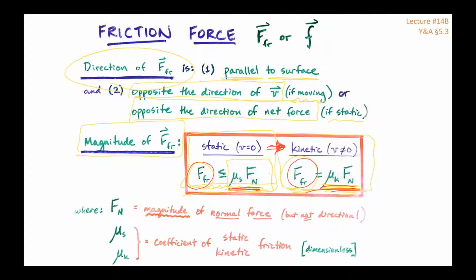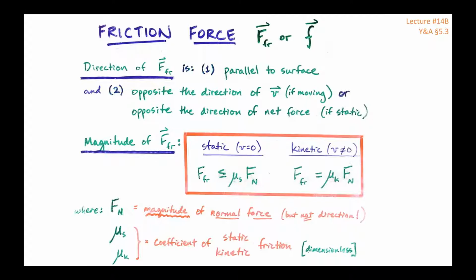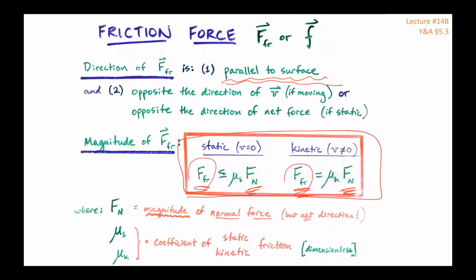Now I should point out that these equations are not vector equations. These two equations for the magnitude of the friction force are both magnitude only equations. In fact, the direction of the normal force, as you probably know, is perpendicular to the surface, but the direction of the friction force, be it either static or kinetic, is parallel to the surface, as we just discussed. So these are exactly right angles to each other, right? Let me say it again. The friction force is parallel to the surface, whereas the normal force is always perpendicular to the surface. So these are not vector equations, but just relationships between the magnitudes of the forces.